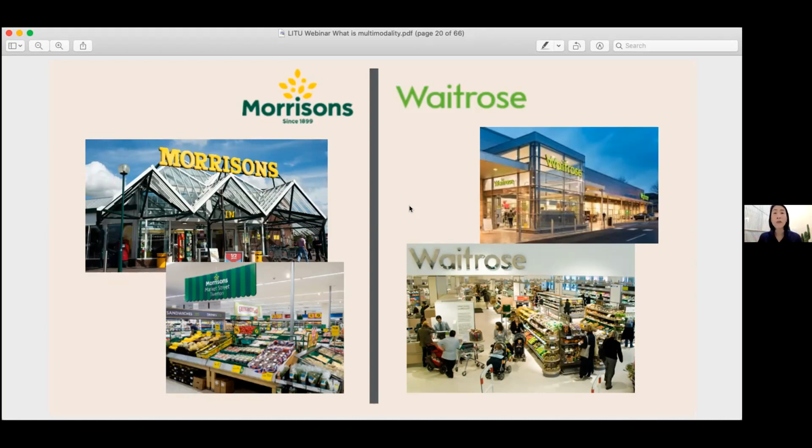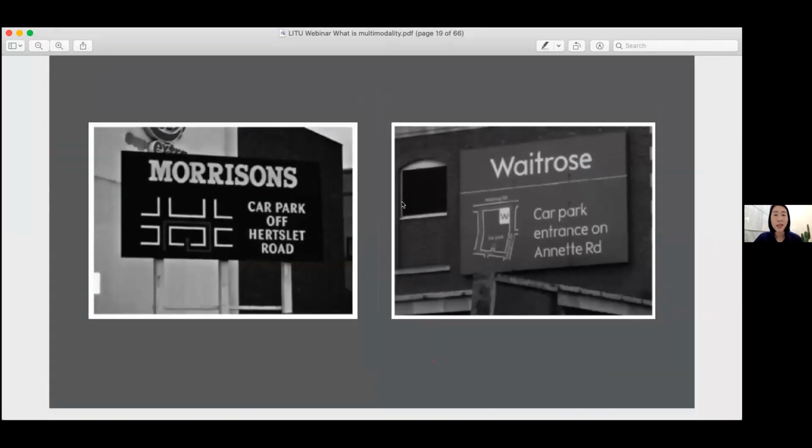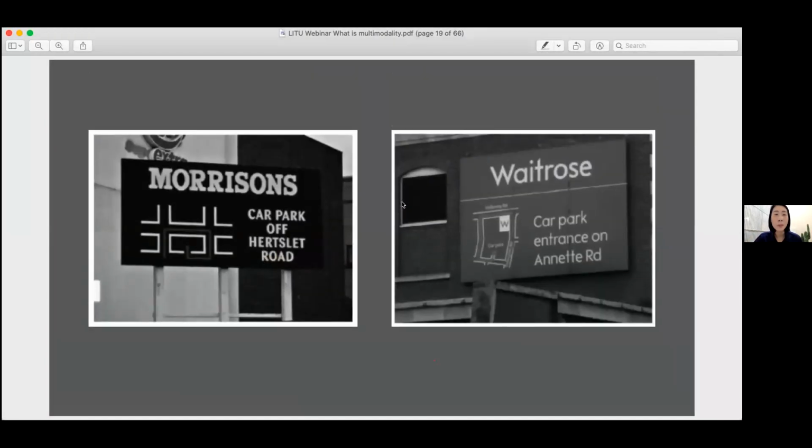I think it's helpful if you know the background a little bit, because Chris himself is British, and he analyzed these two signs based on his cultural knowledge of these two supermarkets. But as outsiders, we might not get that. That is why I want you to get some background knowledge first. All right, now let's get back to the analysis.